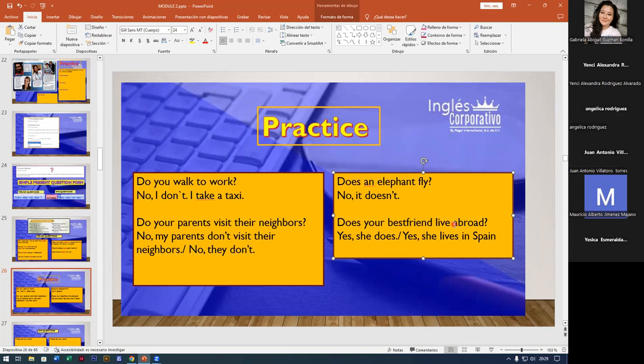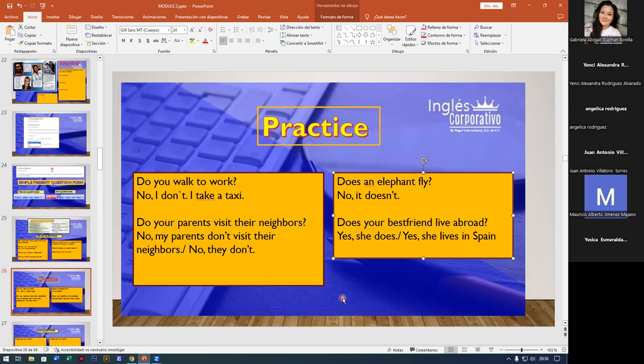Abroad means in another country. Not in El Salvador, but in Guatemala, in Honduras, in Spain, in Italy, a different country. Eso significa como vives en el extranjero. Exactly. Eso significa el extranjero. That is correct. Y se dice abroad. Abroad. That's the pronunciation. Okay, gracias, teacher. Yes, my pleasure.